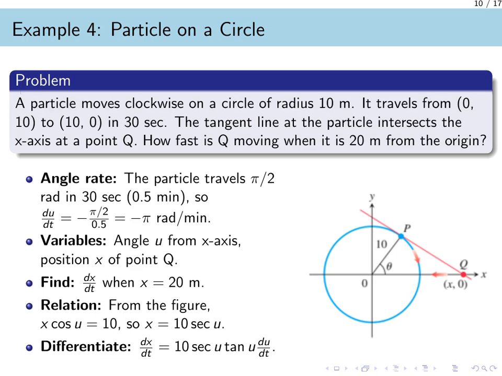Next, we need an equation linking the position of Q, which is x, to the angle u. From the geometry of the diagram, we can see that x equals 10 times the secant of u. Differentiating this with respect to time gives us our related rates equation. dx/dt equals 10 times the quantity secant u times tangent u, all multiplied by du/dt. This gives us the general formula we need to solve the problem.